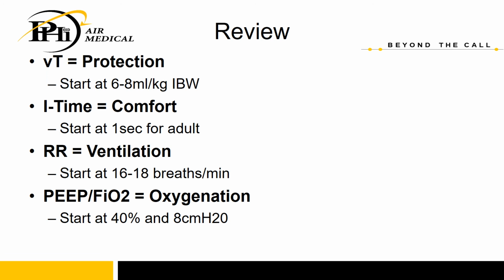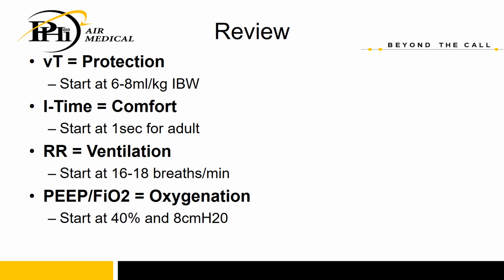All right, so in review, we know that tidal volume equals protection. So when we are initiating ventilation on our patient on assist control, we're going to first dial in a tidal volume of 8 milliliters per kilogram, and we are going to check a plateau pressure, and if their plateau pressure is greater than 30, we are going to go down to 7 or 6 or 5, and so on. I time is our comfort dial. We're going to start at 1 second for adults, and then if we need to, we can go down to 0.8 or 0.7 if that patient seems to be very uncomfortable with that 1 second inspiratory time.